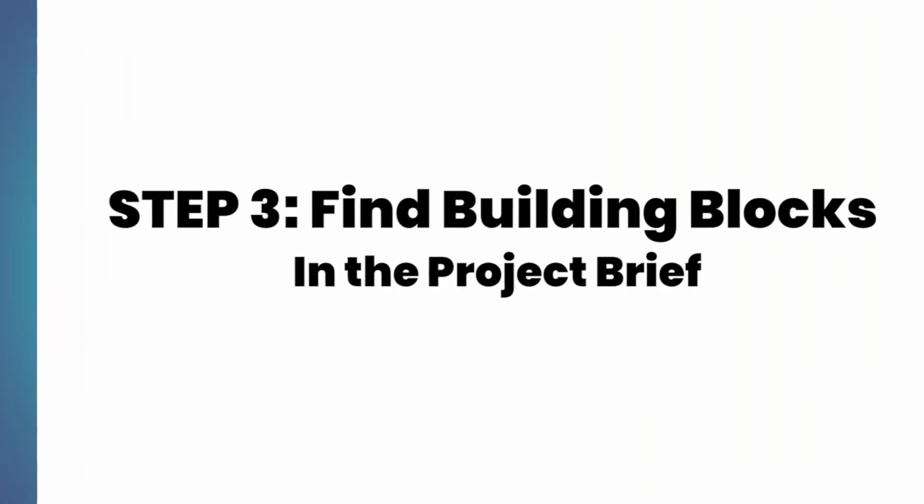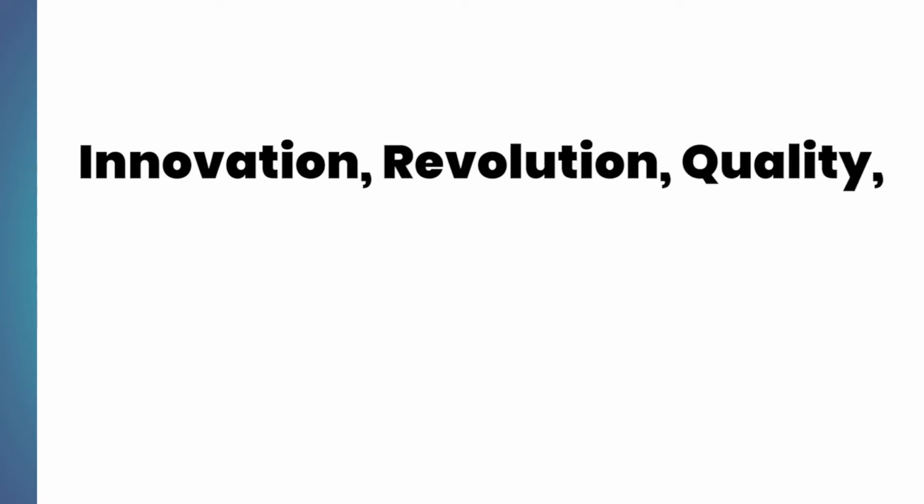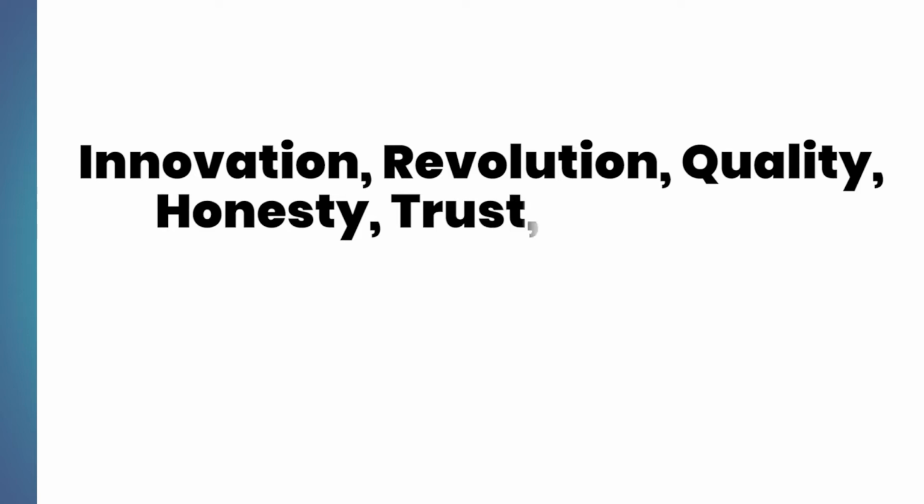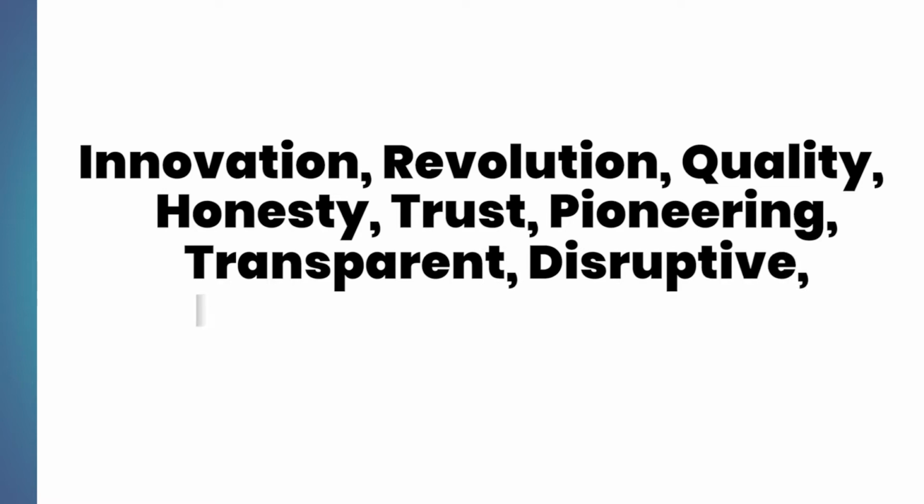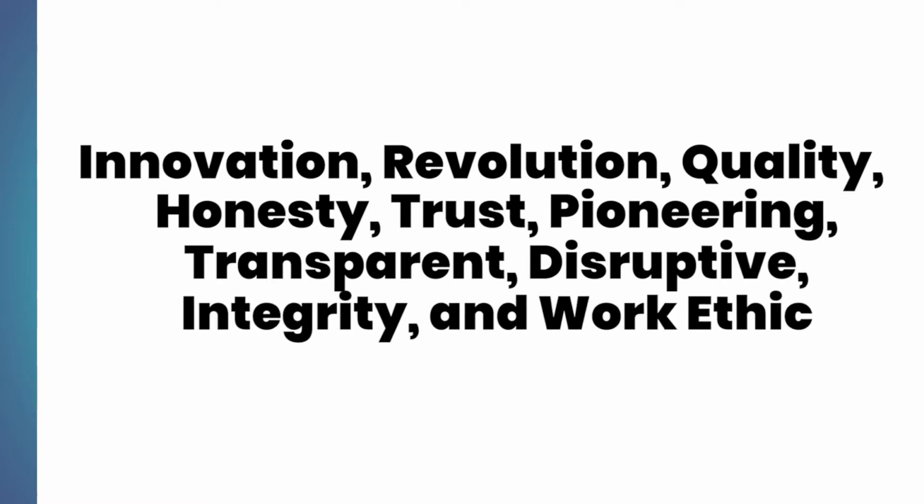Now that we have these higher concept directional statements built and we know where we're going with our naming process, we need to go back to the brief and pull out some core pieces of information. These are single words, short phrases, maybe stories that we might put directly into the name. So in our example, we've pulled out a few specific concepts. They are innovation, revolution, quality, honesty, trust, pioneering, transparent, disruptive, integrity, and work ethic.